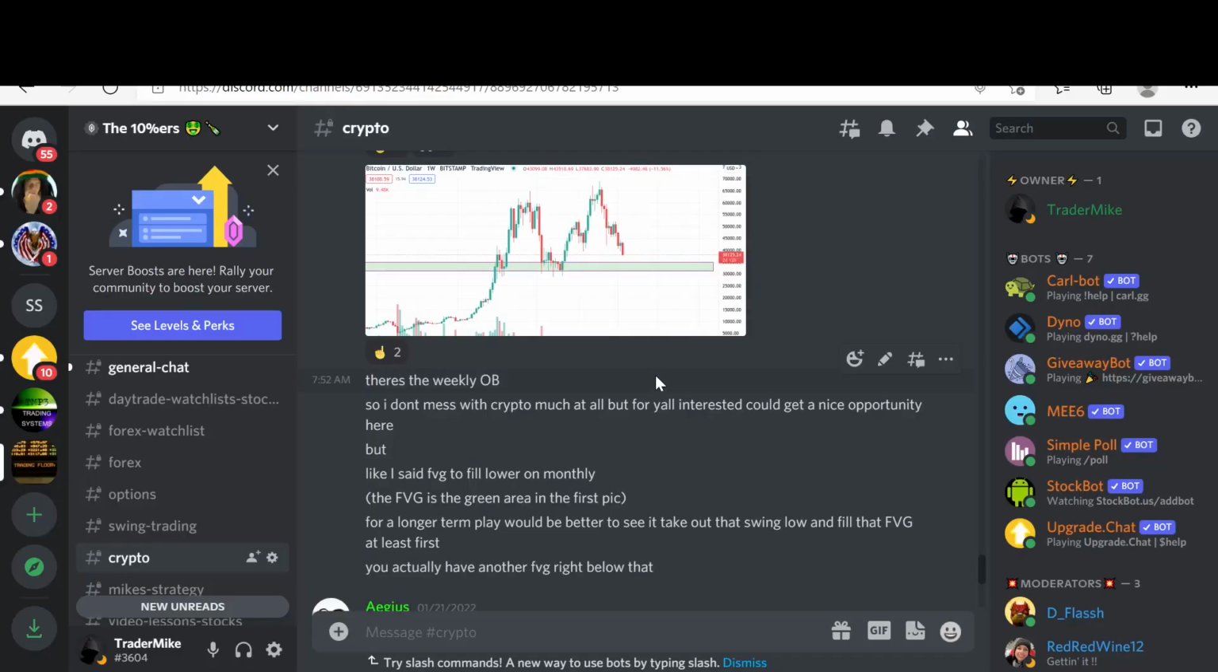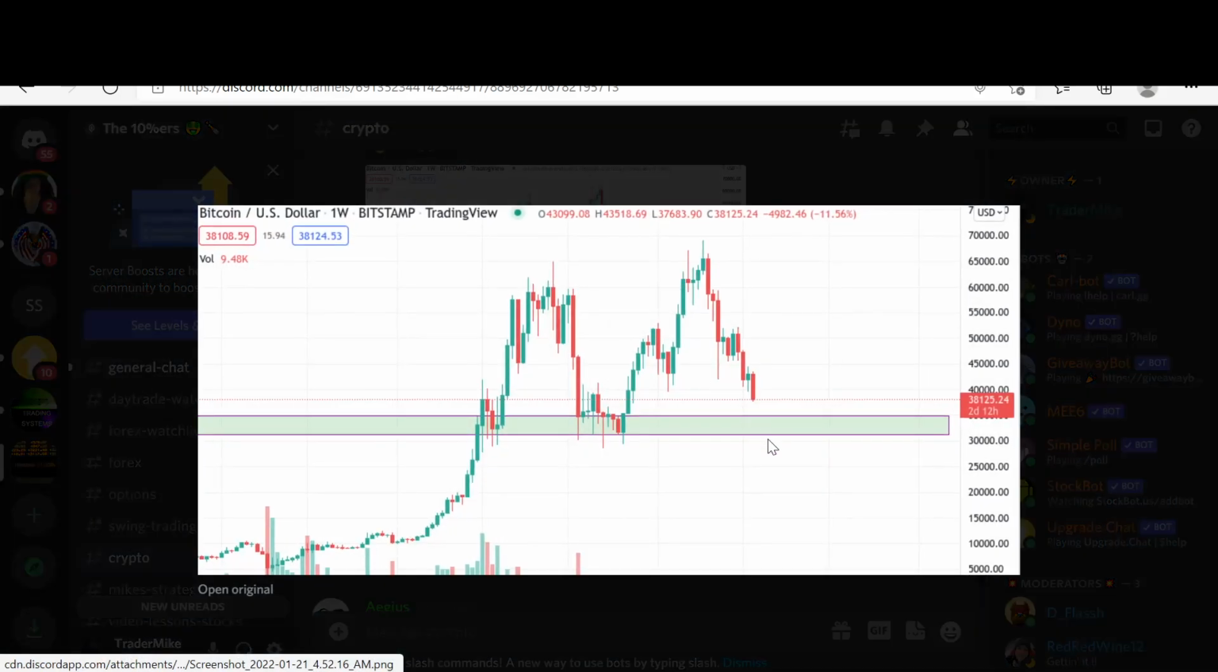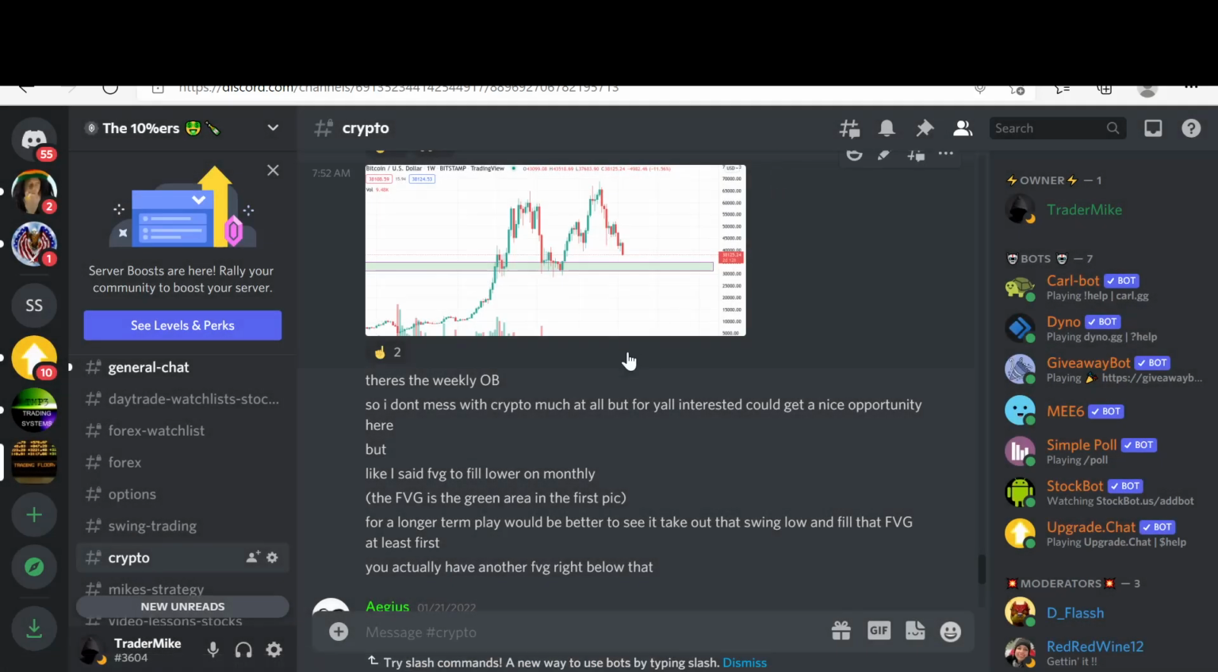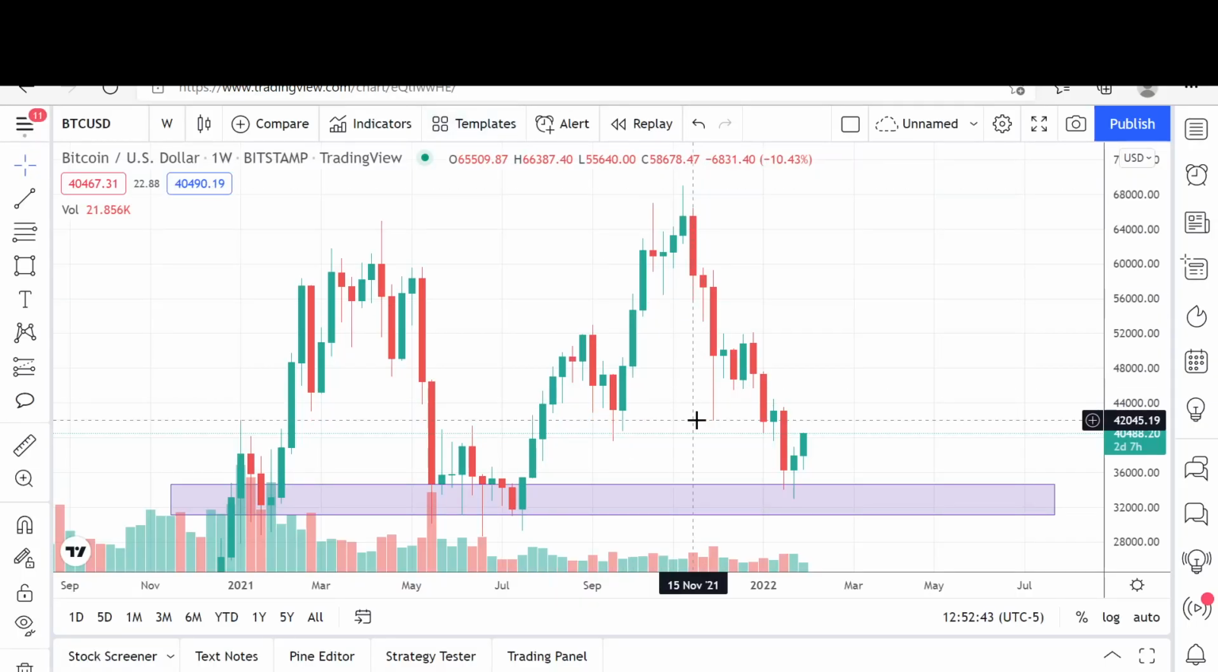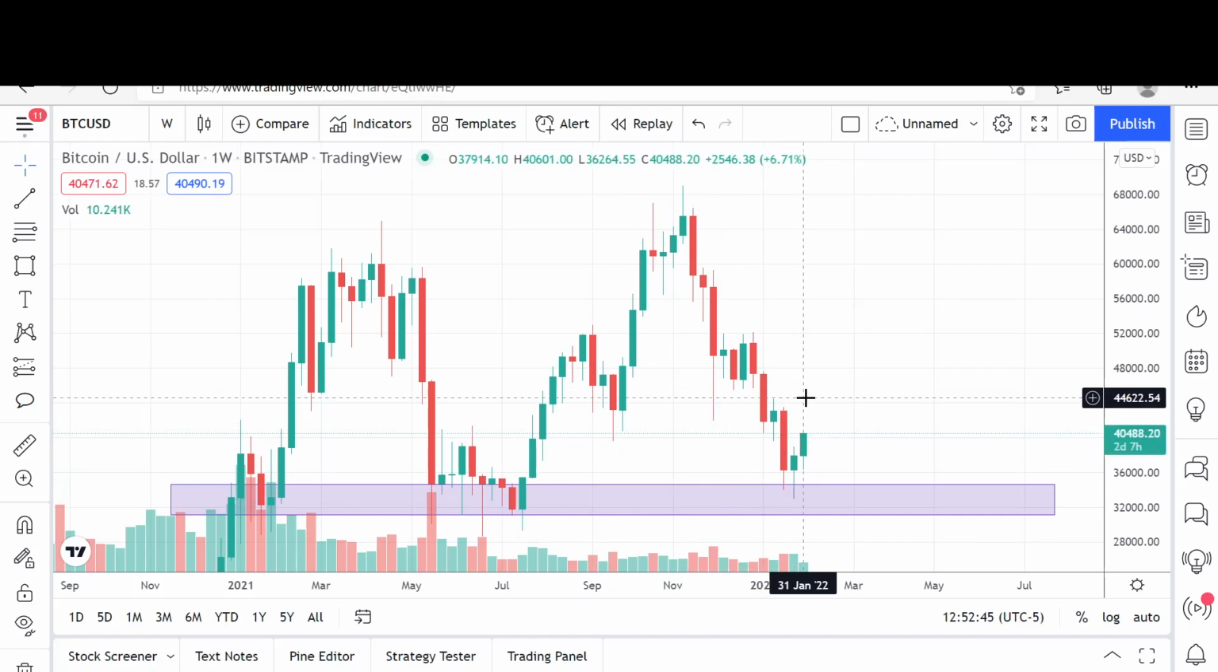I actually called this because I don't want you to just think that I'm doing all this in hindsight. I call all this in the 1% club. See, I posted this when it was approaching that level, that weekly order block. There's the weekly OB. So it was expected that we were going to have a nice little rally off of it. I still think we're going to see lower prices eventually, but that's off topic. I'm not going to get too much into that. And I'm going to give you a few more examples.